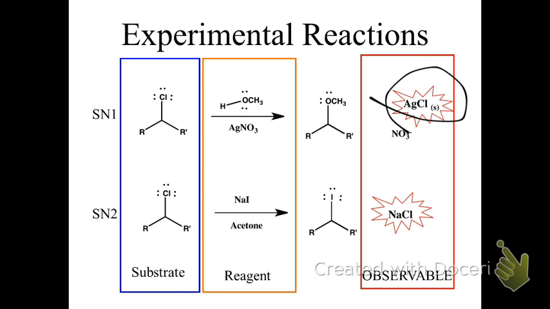So we started with an alkyl chloride, which was clear and colorless. We ended with an alkyl iodide that was clear and colorless. And we've got a salt, which we would expect to dissolve. What do we visualize? Nothing. That makes it, again, really difficult to figure out.